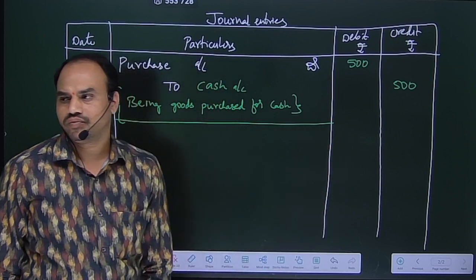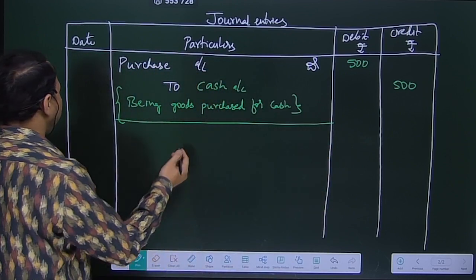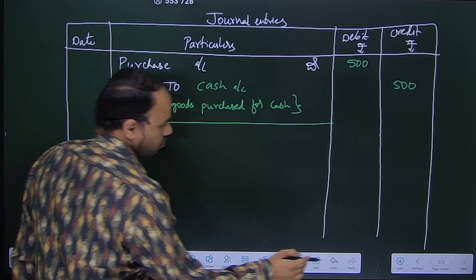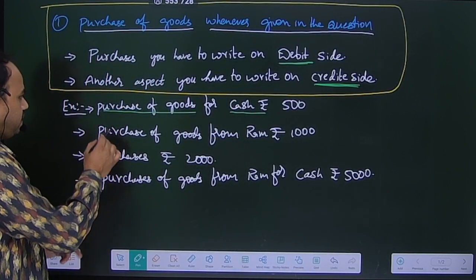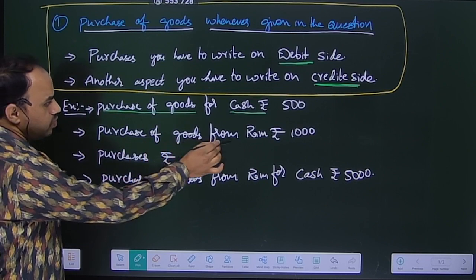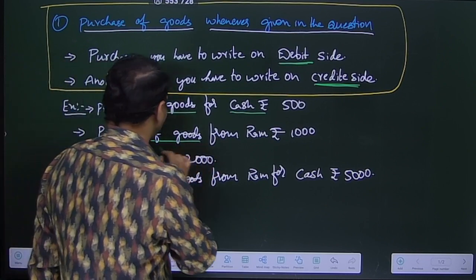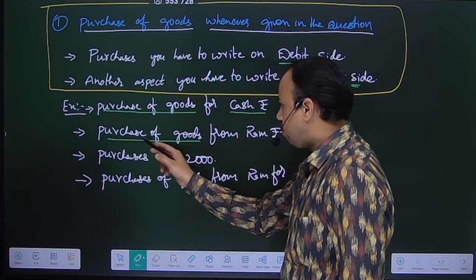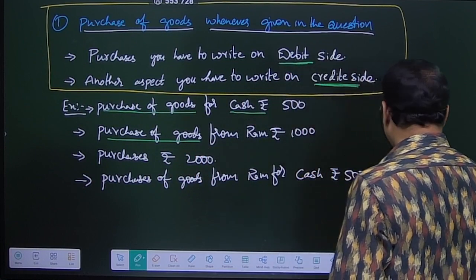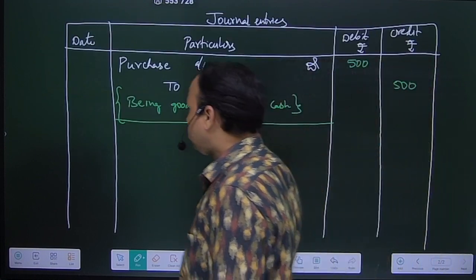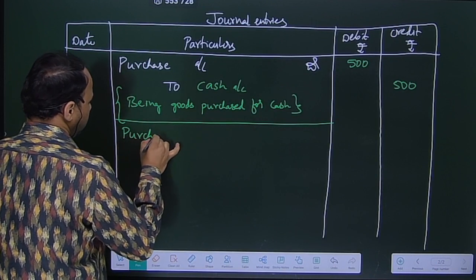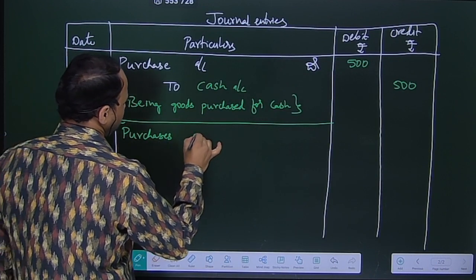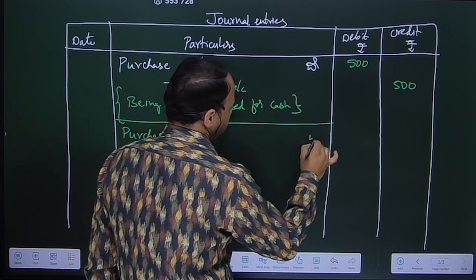Okay, example number 1 is done. Now we'll see example number 2. What is given in example number 2? Second one: purchase of goods from Ram. Purchase of goods is given in the question. What I told you: whenever purchase of goods is given in the question, you have to write purchases on the debit side. So purchases account debit.